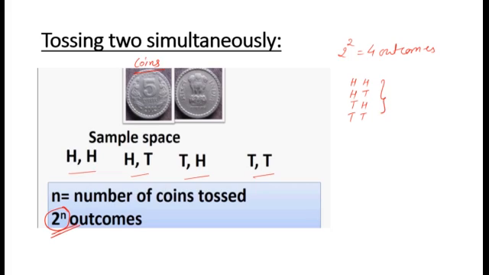So these are those four outcomes, and there can be questions related to tossing of two coins at the same time, that is, simultaneously.